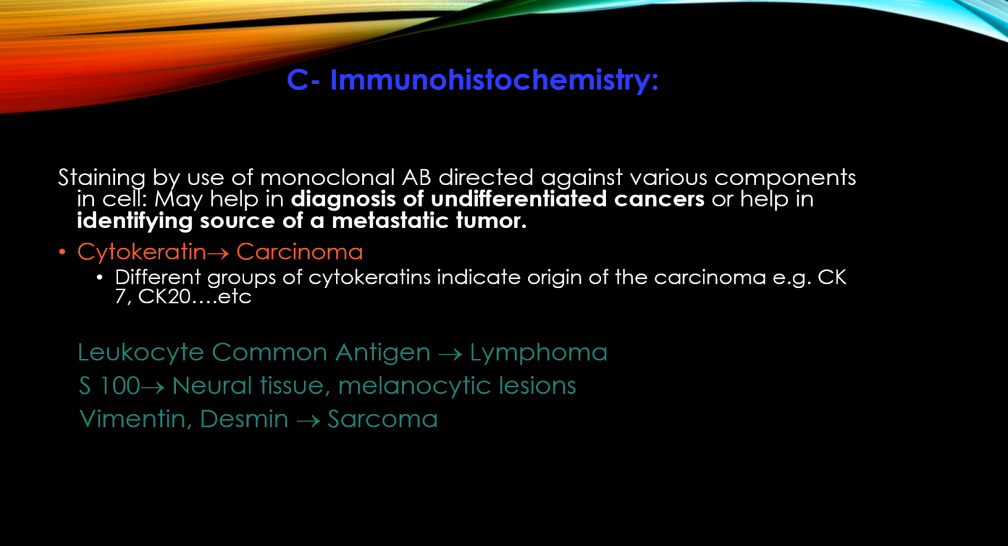We have an immunostain called LCA, or leukocyte common antigen, which is usually seen in lymphoma. We have the S100 immunostain, which stains neural tissue and melanocytic lesions like melanoma. We have the vimentin and desmin immunostains, which are usually seen in sarcoma.